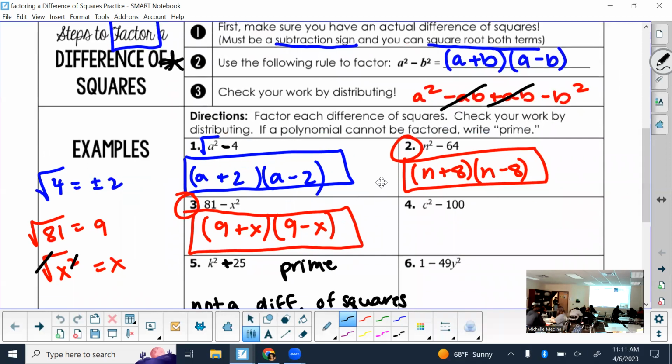Let's do number 4 together. First, check if it's a difference of squares. So I do have a minus sign in the middle. And let's see, is c squared a perfect square? What's the square root of it?